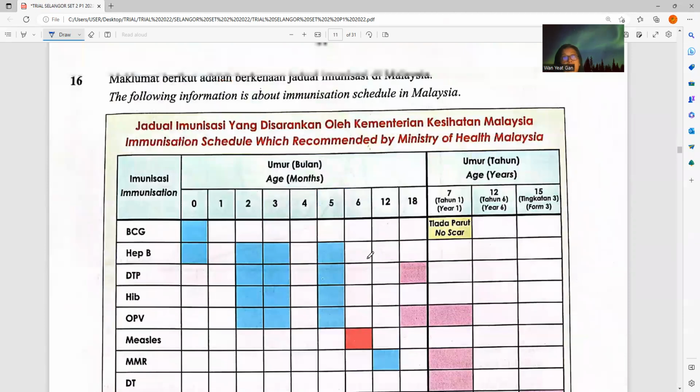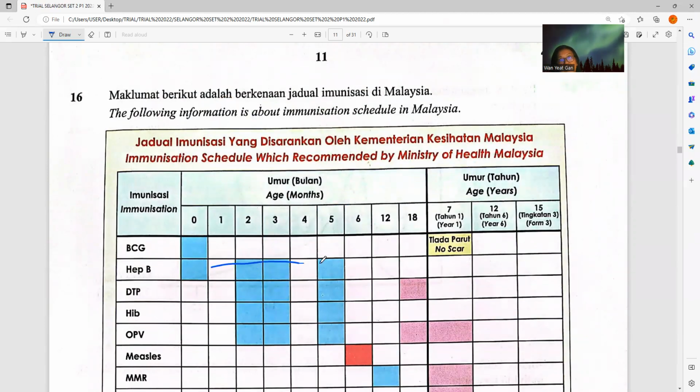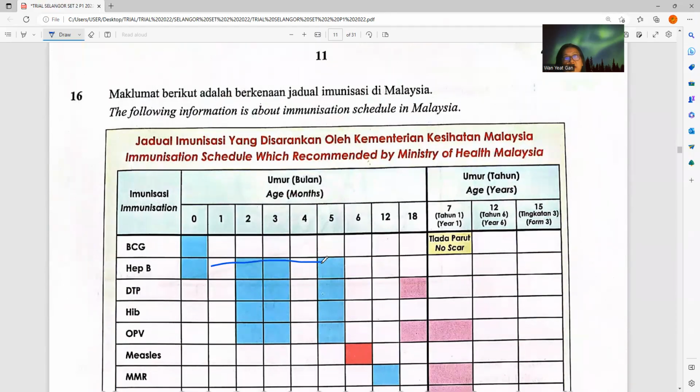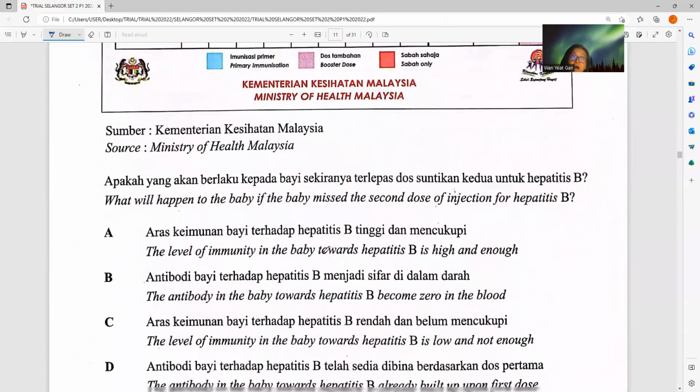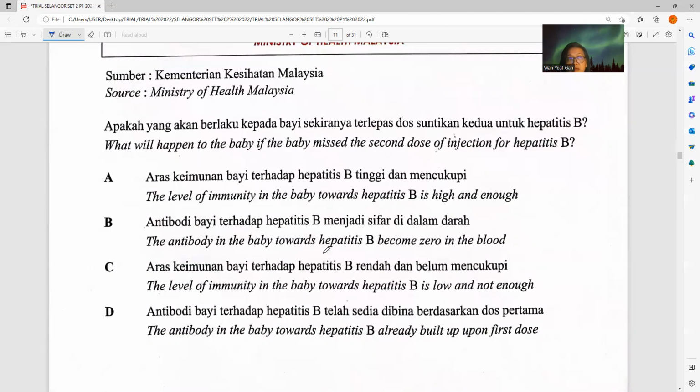Okay, so hepatitis B, there are a few injections needed by a child. So if she misses the injection, then her level of immunity towards hepatitis B will be low and not enough. If you are injected once, probably you will reach this level only, and you need a second dose or even a third dose to go beyond the level of immunity. So if it's just one dose, then it's insufficient, yeah.